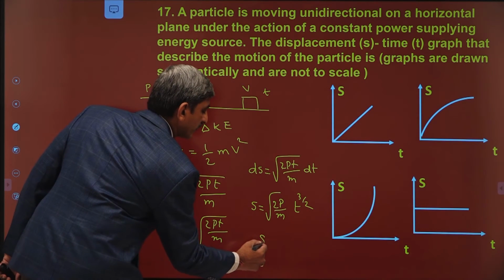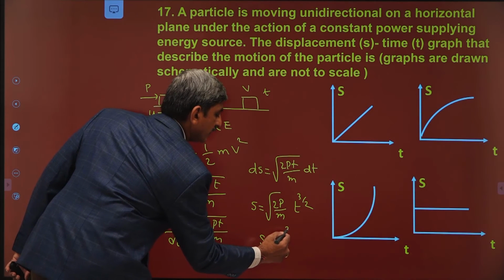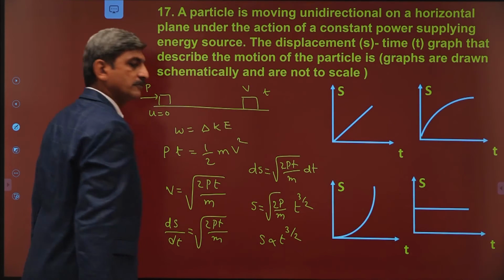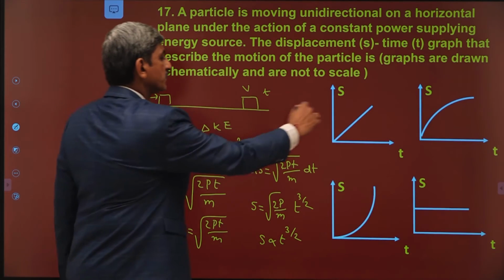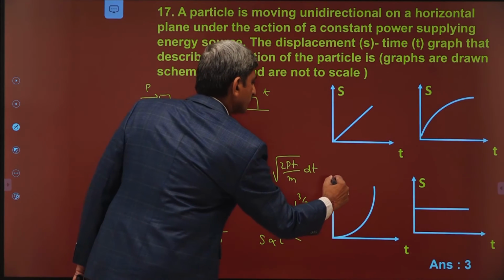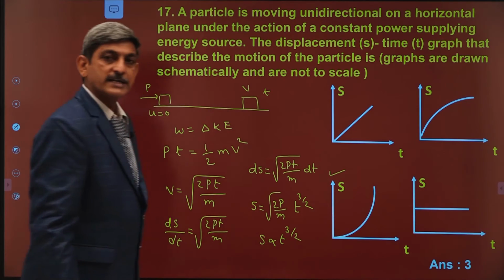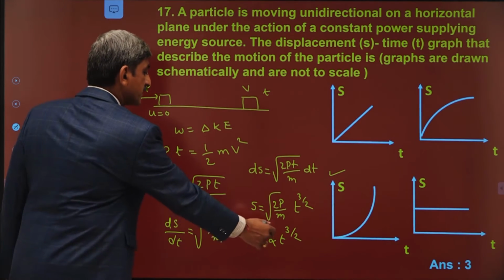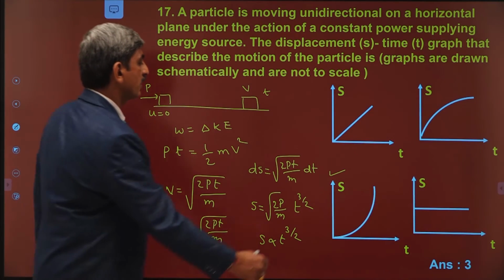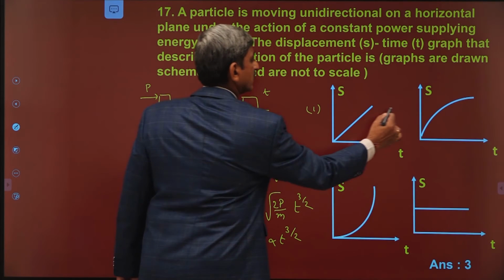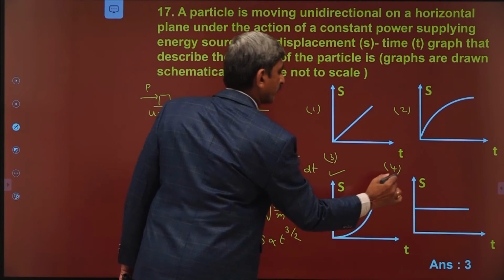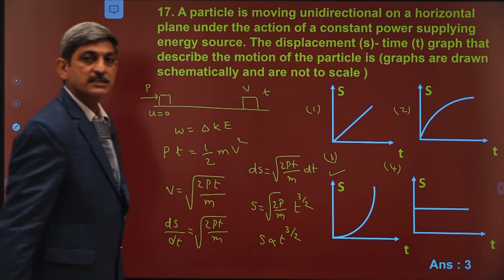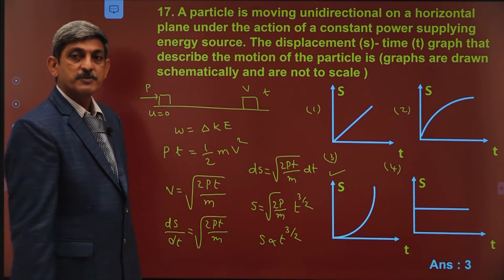So from this we can write s is proportional to t power 3 by 2. So it is having increasing slope, so that in these 4 graphs, this third one gives the exact relation between the displacement versus the time. So your answer is 3. This is 1, this is 2, this is 3, and this is 4. So this graph gives the exact variation of the displacement versus time.